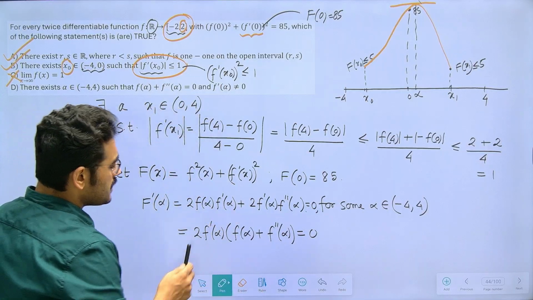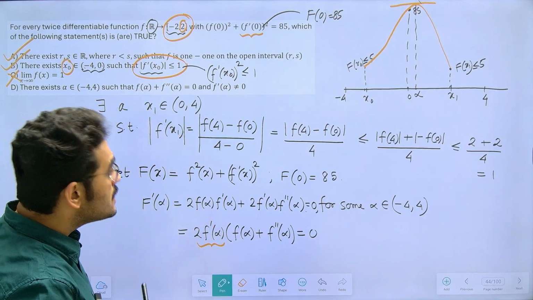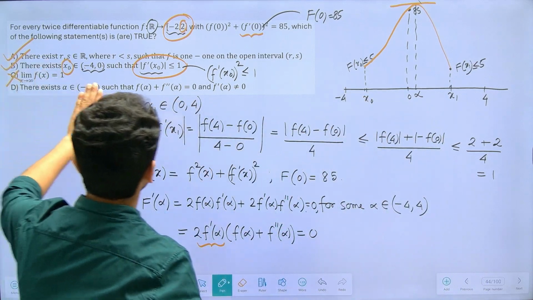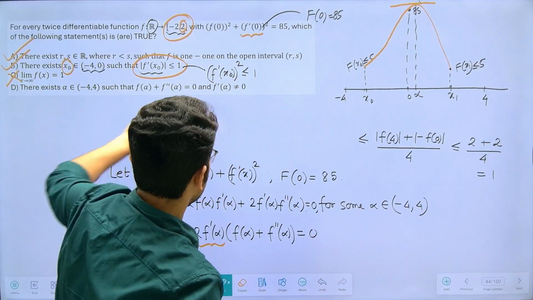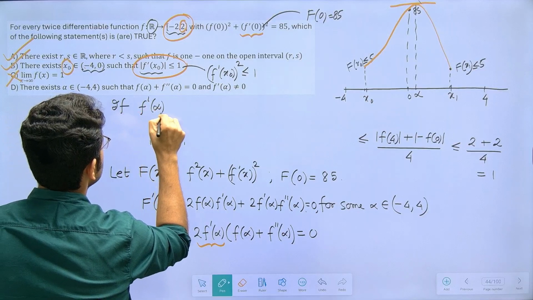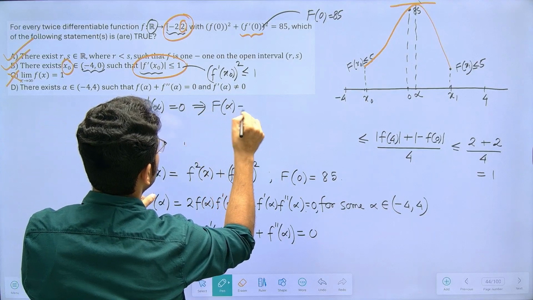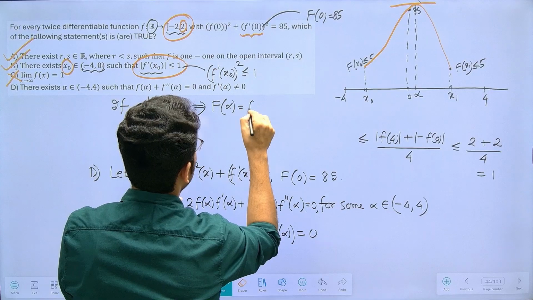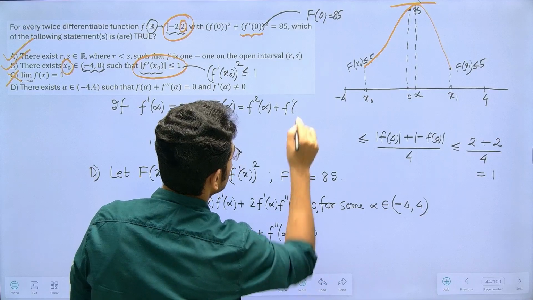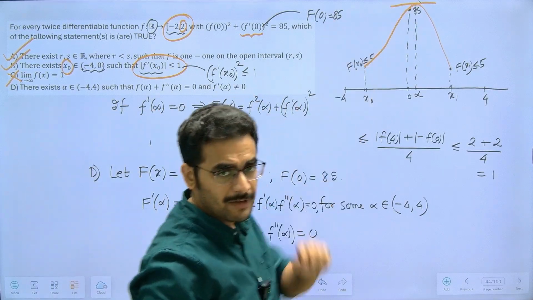Clear? Now out of these two factors, which one can be 0? Can f dash alpha be 0? See, if f dash alpha is 0, what is going to happen? We have got a product of two factors which is 0. If f dash alpha is equal to 0, what is the function value at alpha? Capital F of alpha will be f square alpha plus f dash alpha square. This is the value of the function at that point.